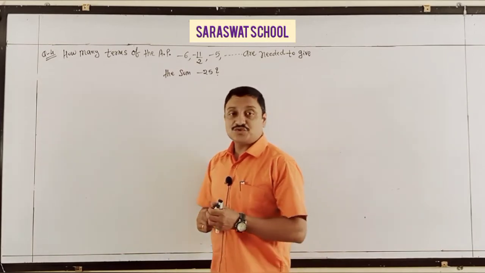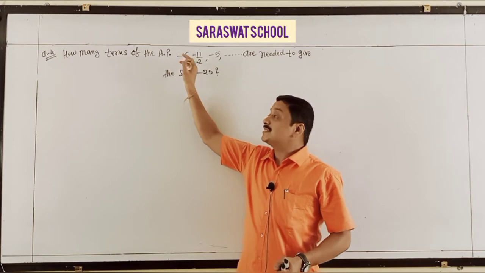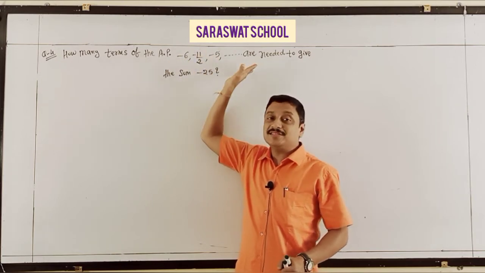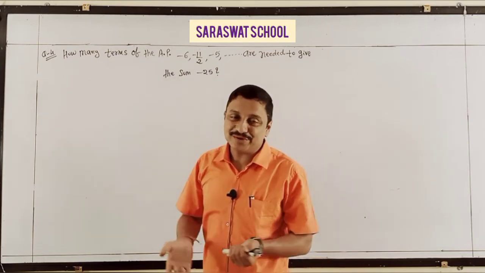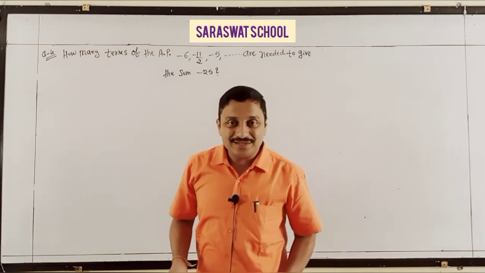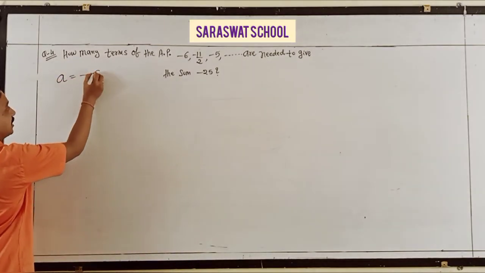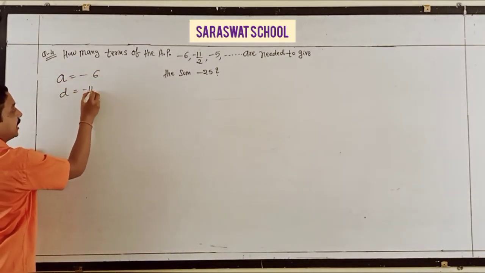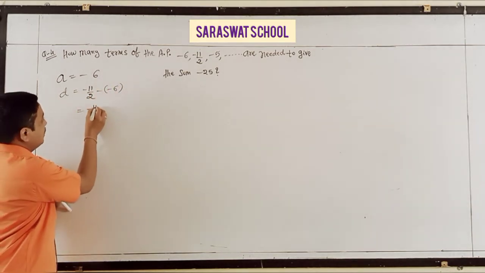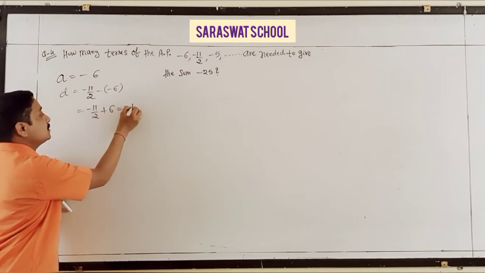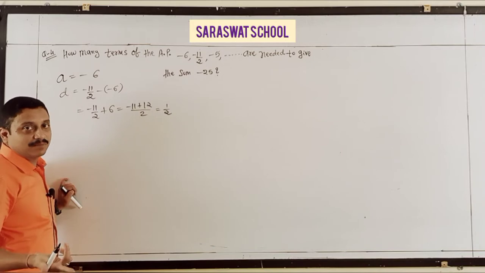Next, continue students, question 4. How many terms of the AP minus 6, minus 11 by 2, minus 5, and so on, are needed to give the sum minus 25? It means the summation is given and also A and D are given. So my A value is minus 6, D is second term minus first term. So minus 11 by 2 plus 6, it is 6 to 12, it means half, yes, 12 minus 11.